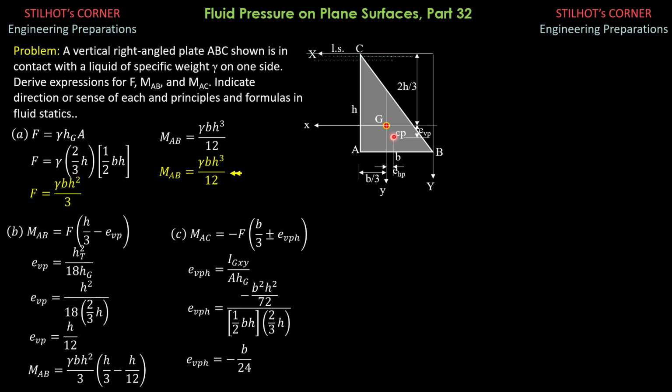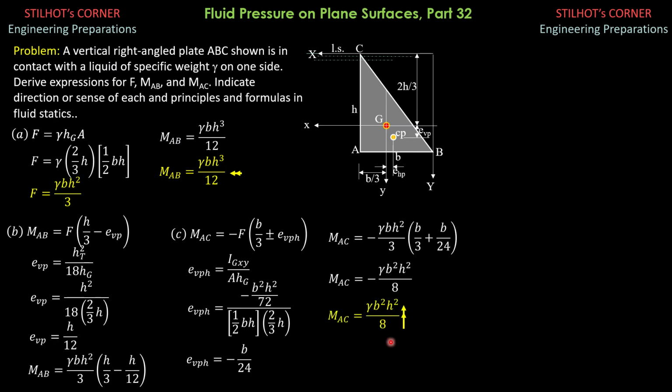Therefore, the moment arm of F would be b over 3 plus b over 24. So substitute, MAC is equal to the negative of gamma BH square over 3, then quantity b over 3 plus b over 24, and therefore it is negative gamma b square h square over 8. So making it positive, but the direction of our right thumb would be in the negative direction, which is upward in this case. So that's why MAC is gamma b square h square over 8.